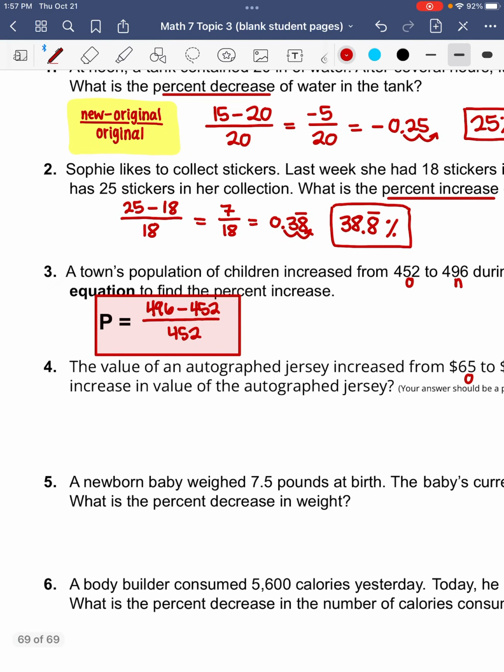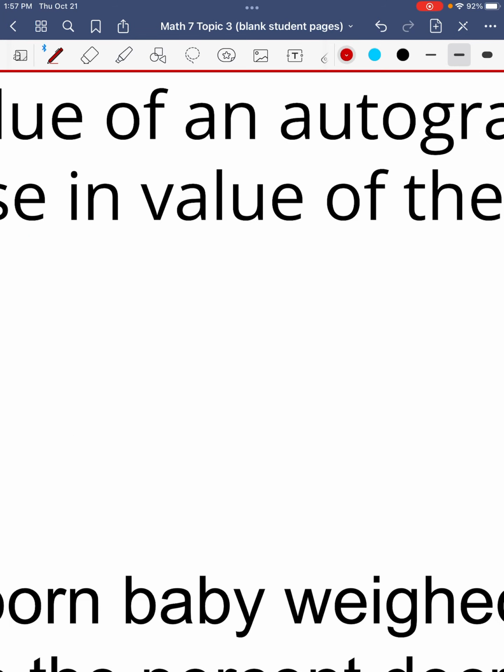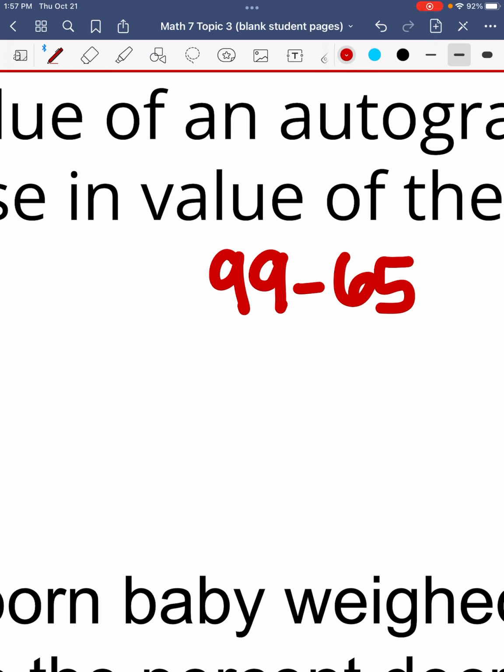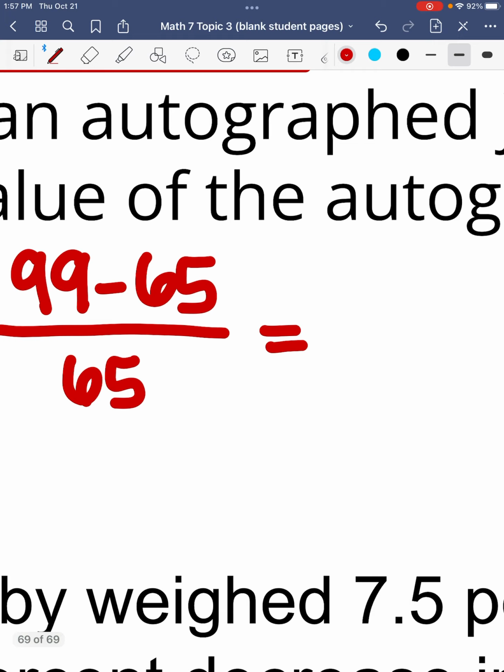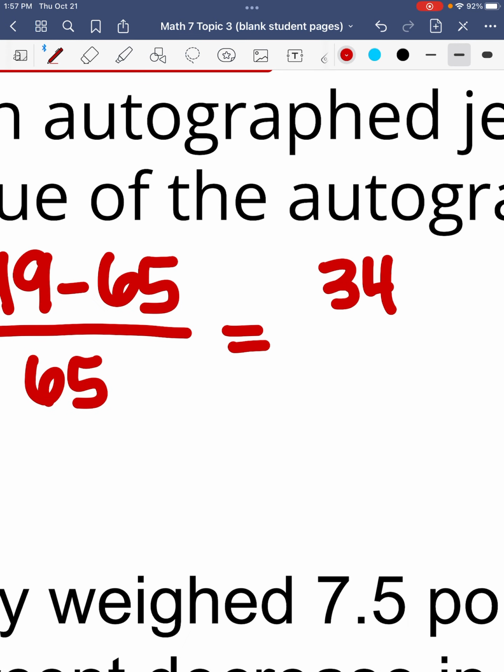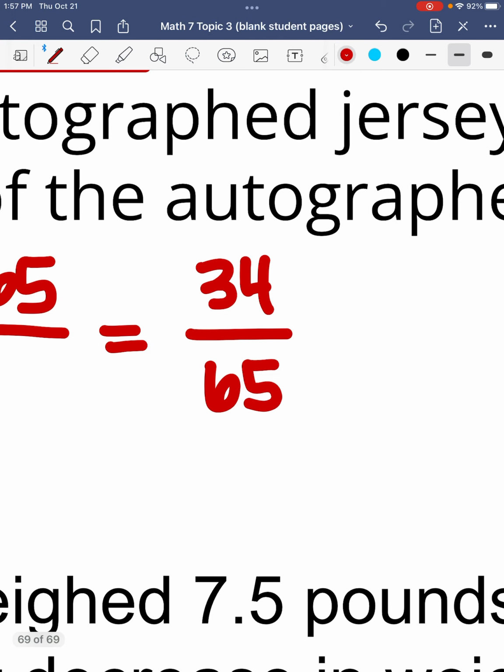So I'm going to set this up like I've set up all the others. We take our new value, 99, and we subtract our original value, 65, from it. And I divide all of that by 65, the original. Now I'm ready to simplify. 99 minus 65, if I were to put that in my calculator, I would get 34, and I'm going to divide that by 65.